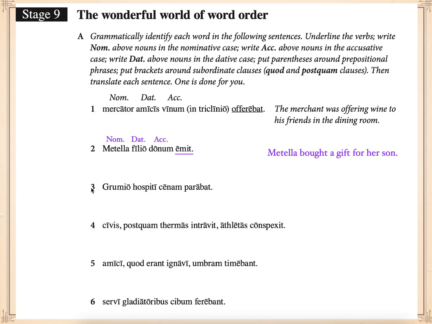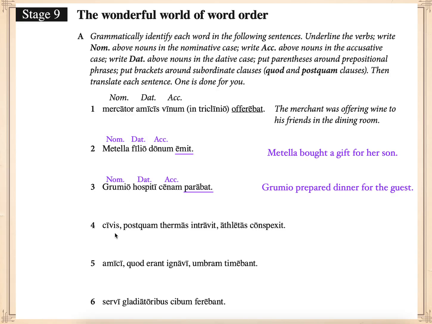Number three, Grumio hospiti cenam parabat. So once again, the verb is the easy thing to do. Let's underline that verb right away. Grumio, this is a name, so this is going to be my subject, nominative. My direct object, which you can often find because it ends in M or S. Here's cenam, and then hospiti is the dative. So now we can translate it. Grumio prepared or was preparing dinner for the guest or for his guest.